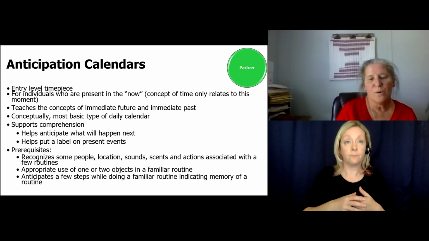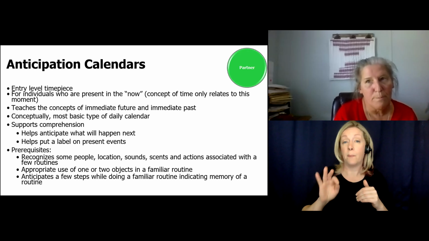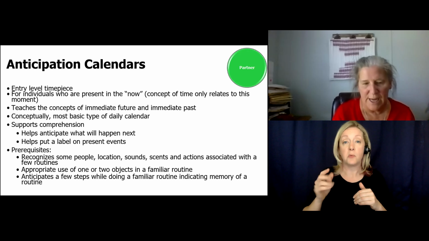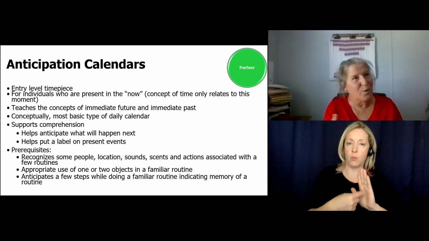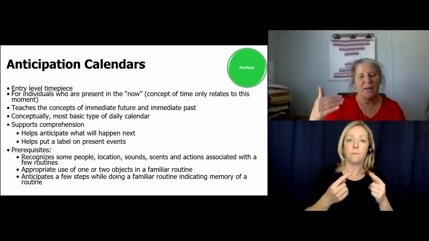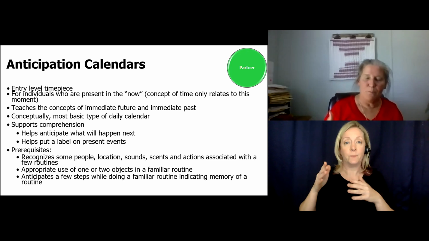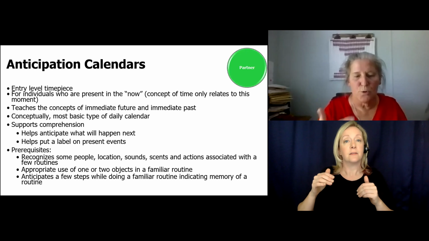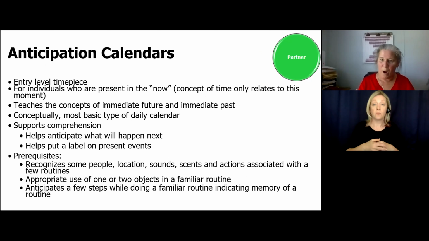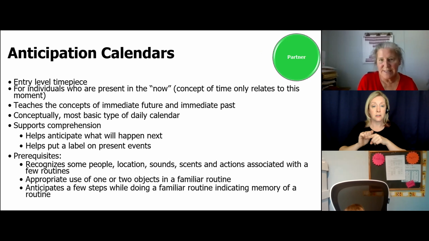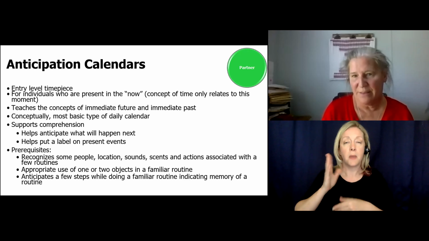Then we're going to use 1 or 2 objects that are familiar within that routine. And then we're going to anticipate a few steps while doing that familiar routine. And that's indicating that memory. And so maybe as they're doing this, I may slow my roll a little bit and wait for them and see if I see them anticipating that next step.